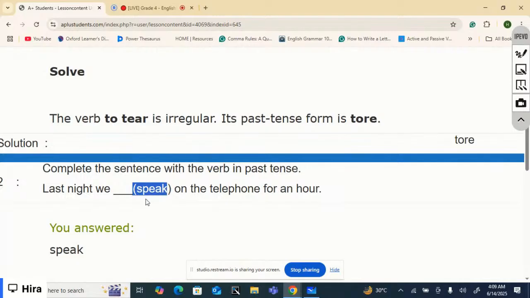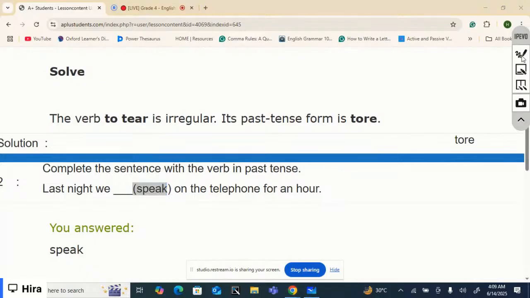Last night we speak. No, we cannot use speak because it's in past. We have to use the verb in past tense. And the verb is speak. What is the past tense of speak? Speak is an irregular verb, and we will not follow the rule of adding D or ED. We will have to choose one past tense, which is the past tense of speak. Any guesses?